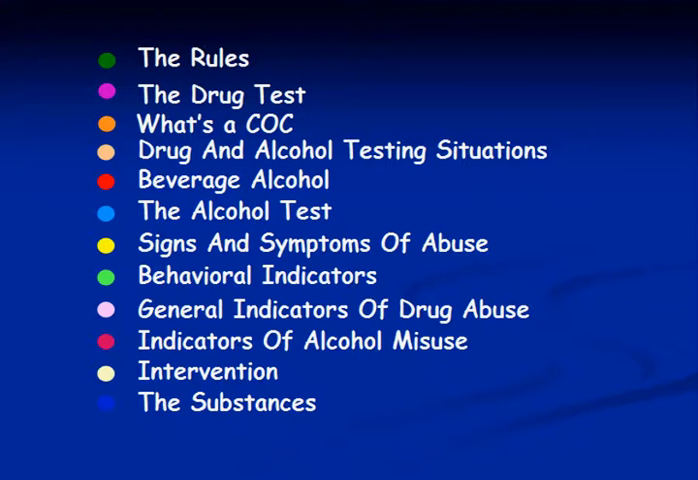This video is indexed, so you may fast forward or rewind to the subject you wish to review. As you scan the video, notice the colored dots in the upper left corner. The rules. The drug test. What's a COC? Drug and alcohol testing situations. Beverage alcohol. The alcohol test. Signs and symptoms of abuse. Behavioral indicators. General indicators of drug abuse. Indicators of alcohol misuse. Intervention. The substances.